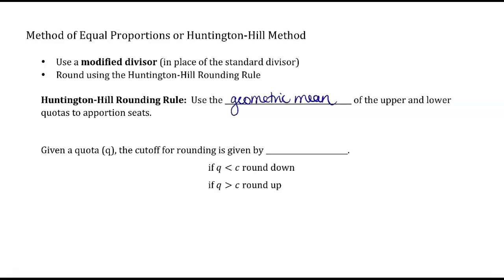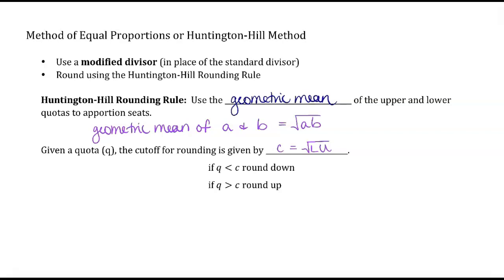If you're not familiar with the geometric mean, I'll review it here. Suppose we have two numbers, just A and B, and we want to find the geometric mean. We can accomplish that by finding the square root of A times B, the square root of their product. For the Huntington-Hill rounding rule, given a quota Q, the cutoff for rounding is given by the square root of the lower quota times the upper quota. And we notate that using the letter C, because if the given quota is less than C, we're going to round down. If the quota is greater than C, we're going to round up. C is our cutoff value.